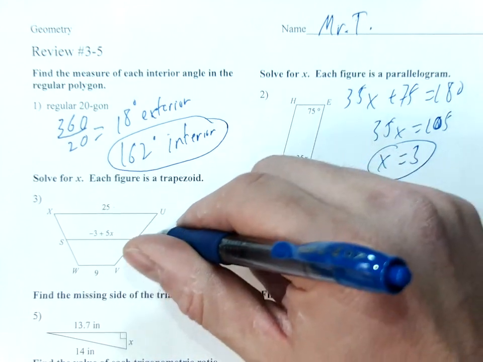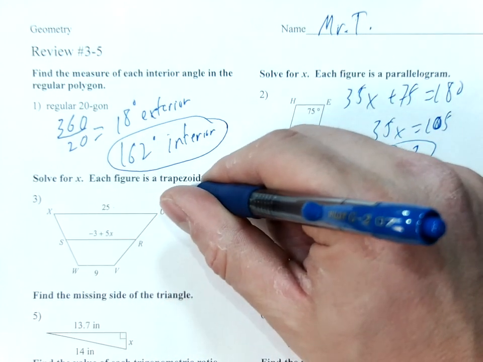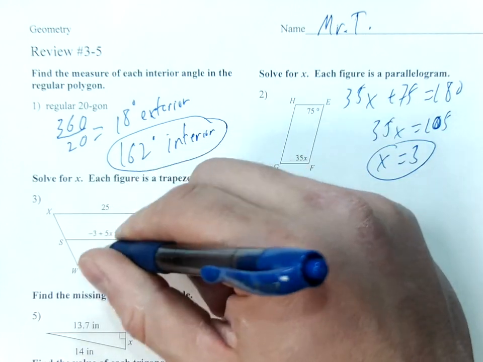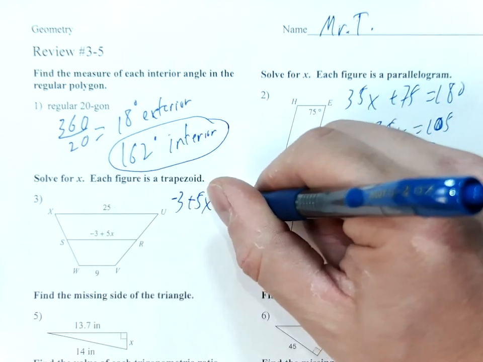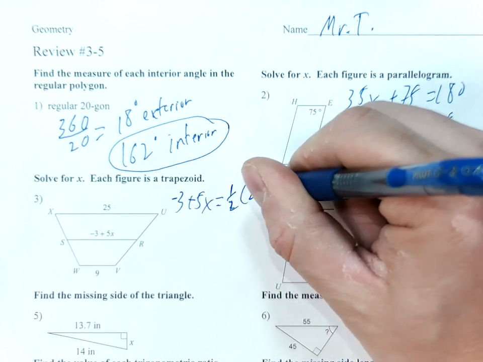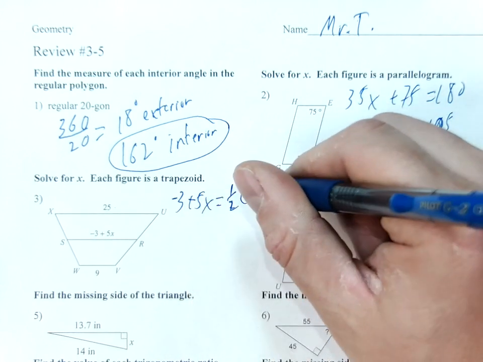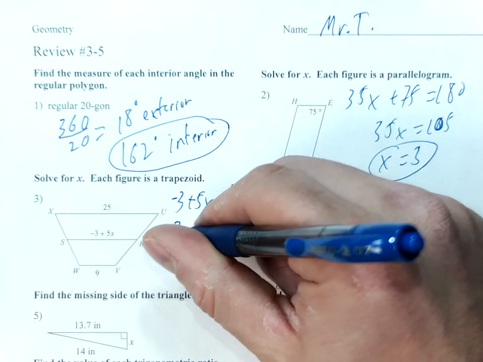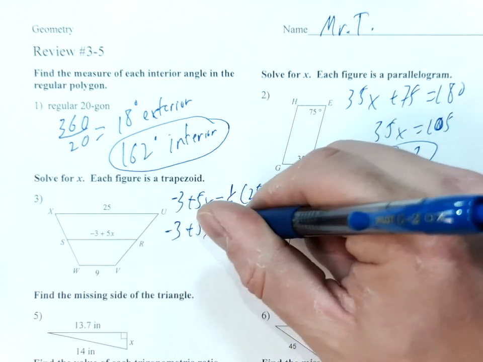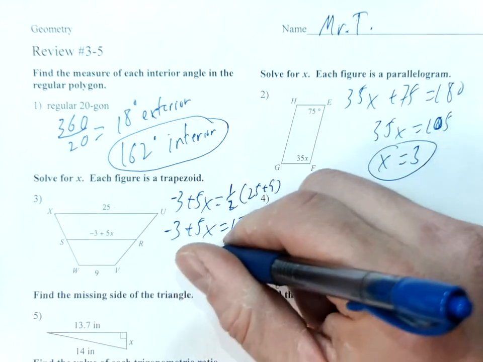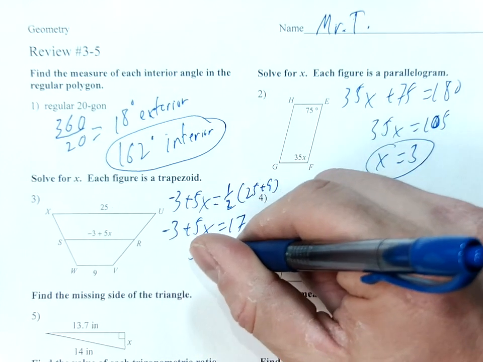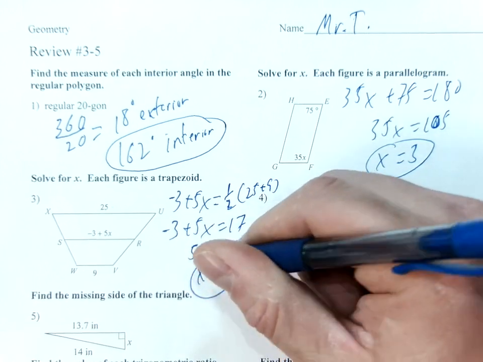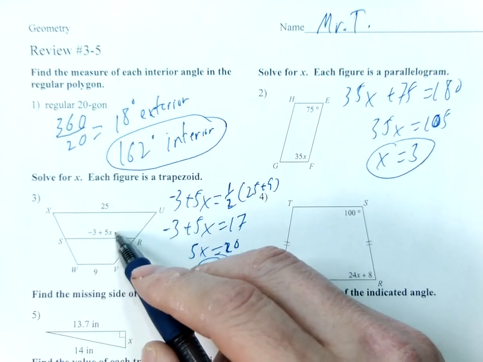This mid-segment will equal half of these two added together. Half of 25 plus 9. So 25 and 9 is 34. If I divide that in half, I get 17. And 3 plus 5x equals 17. 17 minus 3 is 14, wait, 17 and 3... to get 5x I add 3 to get 20, and then 20 divided by 5 is 4. X is 4.